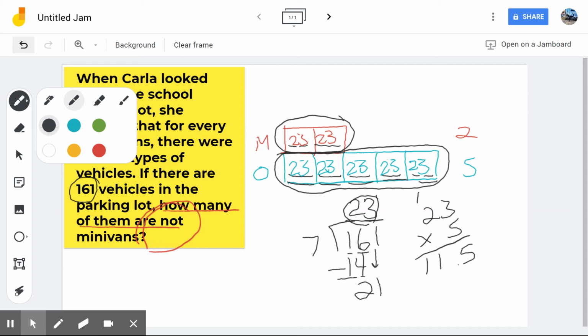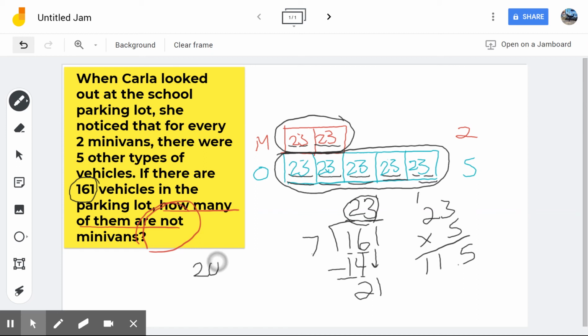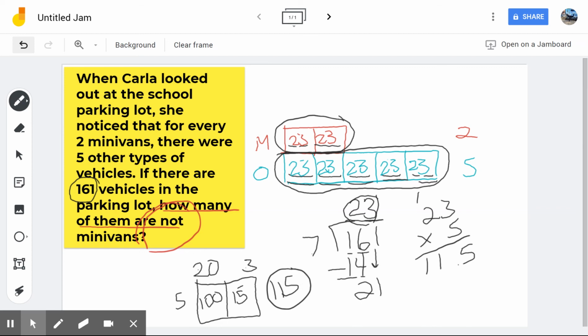The other way we could do it is using an area model, if that is a little easier for you. So 23 times 5 I can write over here. 23 can be decomposed or broken apart into 20 and 3, and both of those are being multiplied by 5. 5 times 20 is 100. 5 times 3 is 15. And then when I combine them, I get 115. So that's how many are not minivans.